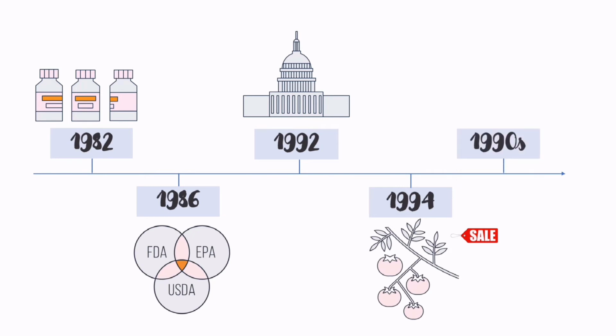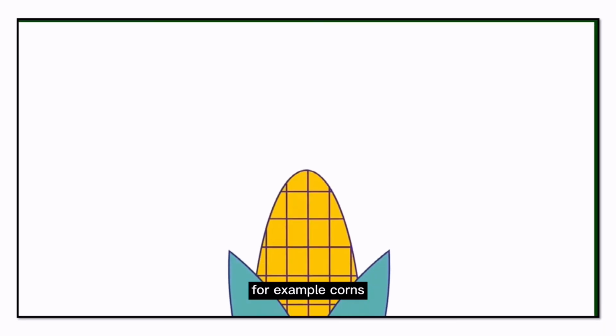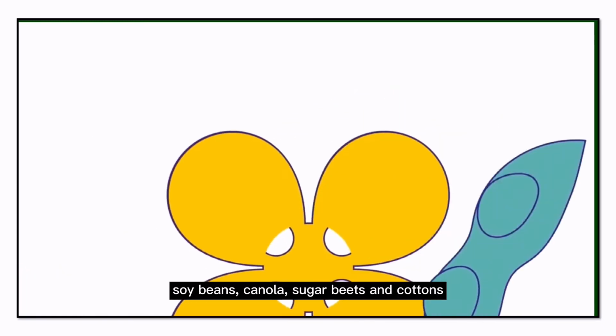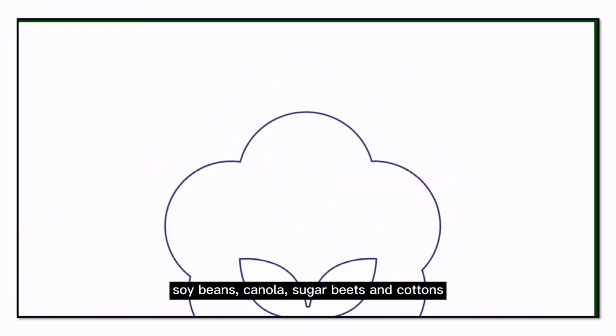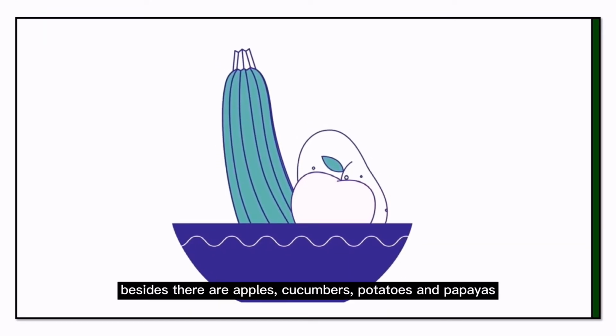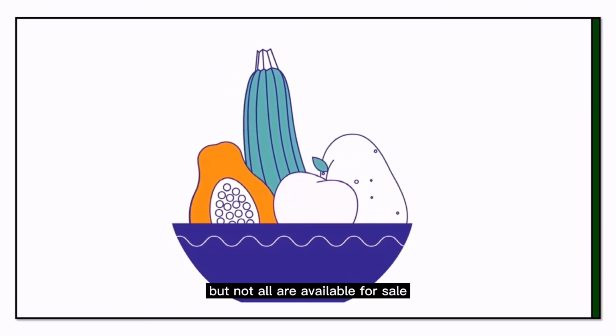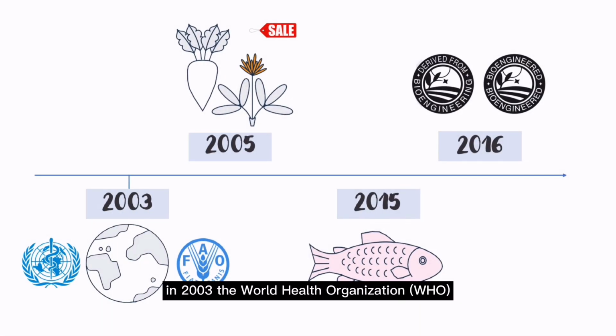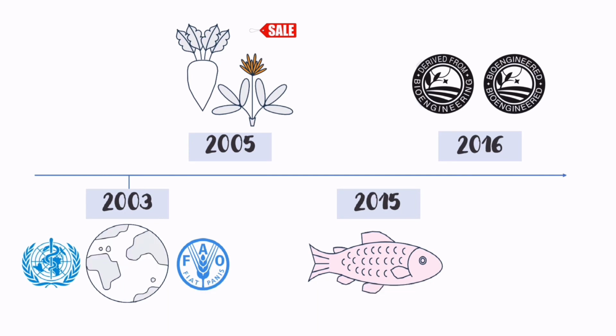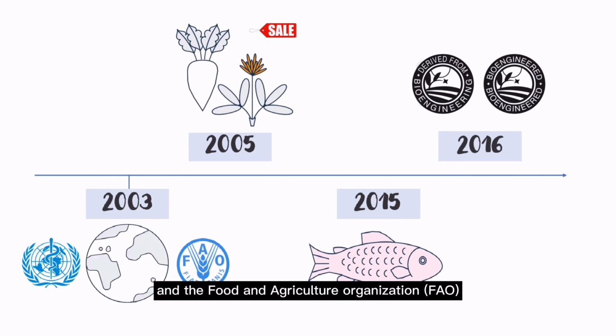In the 1990s, the first wave of GMO produce created through genetic engineering became available to consumers. For example, corn, soybeans, canola, sugar beets, and cotton. Besides, there are apples, cucumbers, potatoes, and papayas, but not all are available for sale. In 2003, the World Health Organization (WHO) and the Food and Agriculture Organization (FAO) of the United Nations developed international guidelines and standards to determine the safety of GMO food.